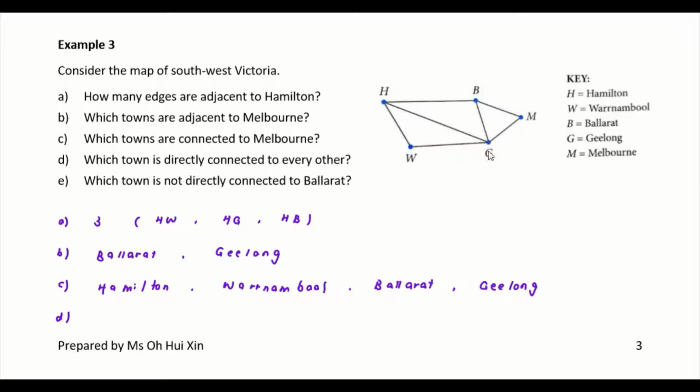Okay, D, which town is directly connected to every other? So which is the town that is adjacent to every other? You can see there's only G, that you can reach all the other towns by using only one edge. So that is G. All right, E, which town is not directly connected to Ballarat? B is here, so not directly connected means only W. So that's why W.